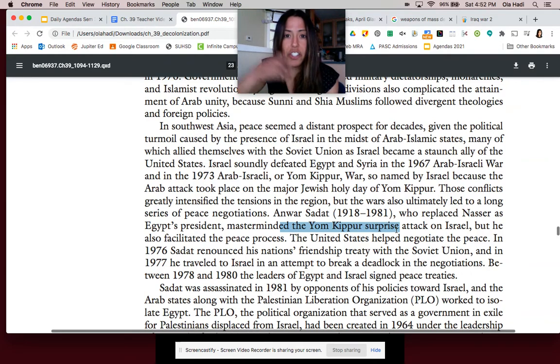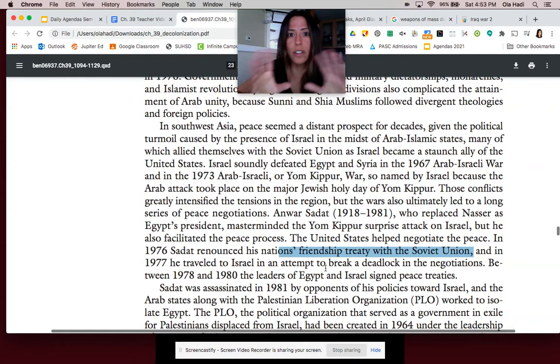But then he changes his policies and starts to get closer to the United States instead of the Soviet Union. So he renounces the nation's friendship treaty with the Soviet Union, and he starts to decide to move closer towards peace with Egypt's neighbor, Israel, which is going to infuriate some Arabs that are really upset with the Jewish Israelis who killed many people, and there were a lot of refugees. And I'm not saying there wasn't violence on both sides, but of course there's a lot of resentment, there's a lot of suffering that took place.